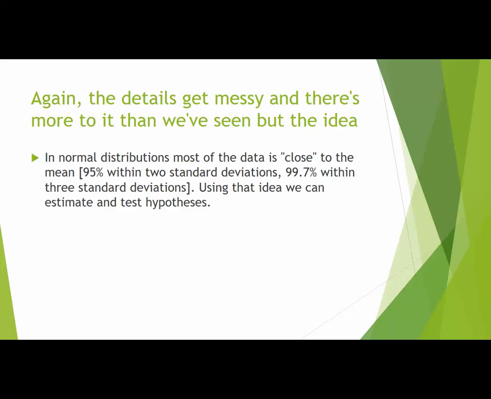And again, the details get messy, and we'll see some of those details later. But the big idea is that in normal distributions, most of the data is close to the mean. 95% is within 2 standard deviations. You can use norm-s-dist to check it out. And 99.7% is within 3 standard deviations. So you can use that idea to estimate and test hypotheses.